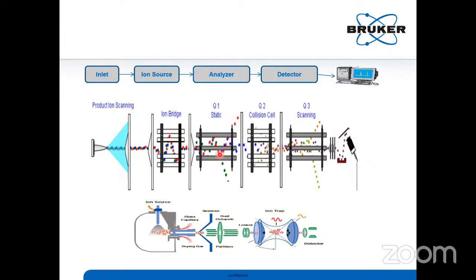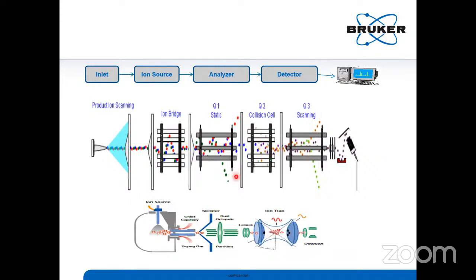When you are having a triple quadrupole, 3 quadrupoles, the first quadrupole will work as a mass filter. The second quadrupole will work as a collision cell. The third quadrupole will work as an analyzer. What will it do as a collision cell?